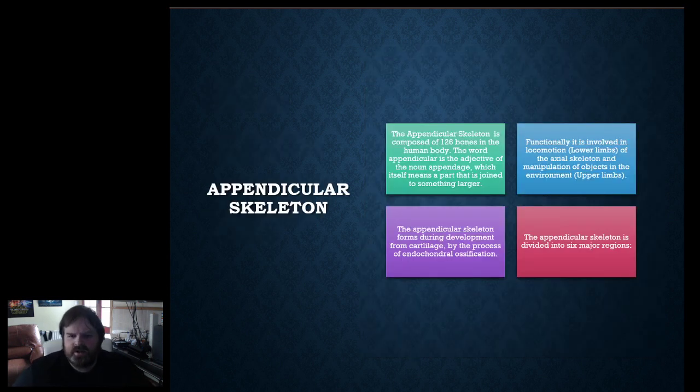The appendicular skeleton, on the other hand, is 126 bones in the human body. The word appendicular is the adjective of the noun appendage, which itself means a part of something that is joined to something larger. What's it for? Well, locomotion primarily for the lower legs and manipulation of objects in the environment for the upper limbs.